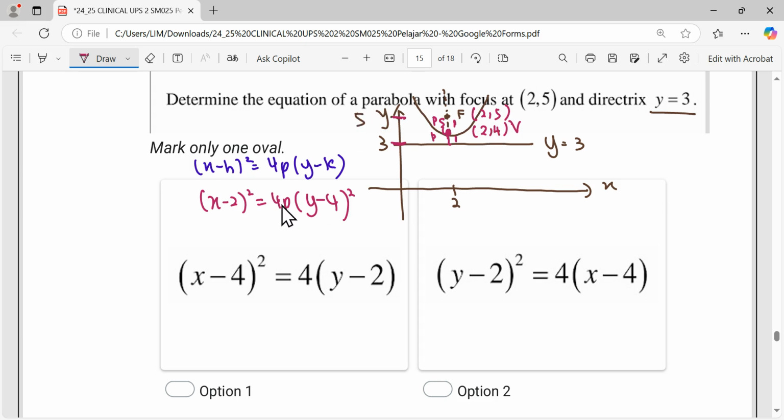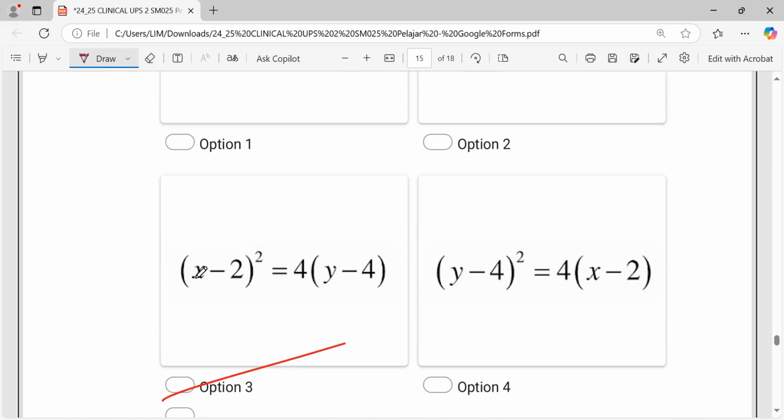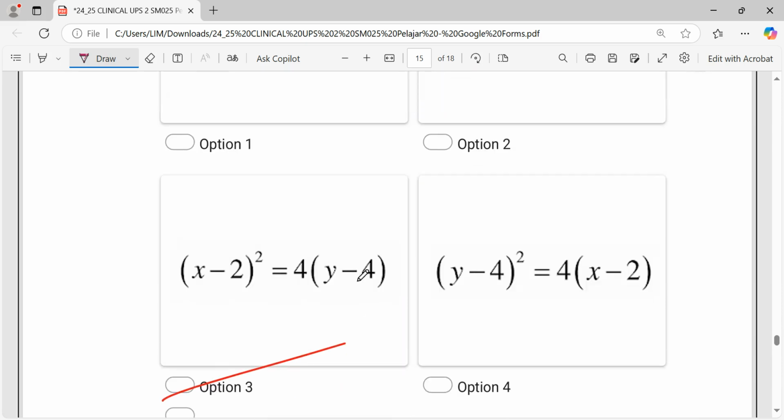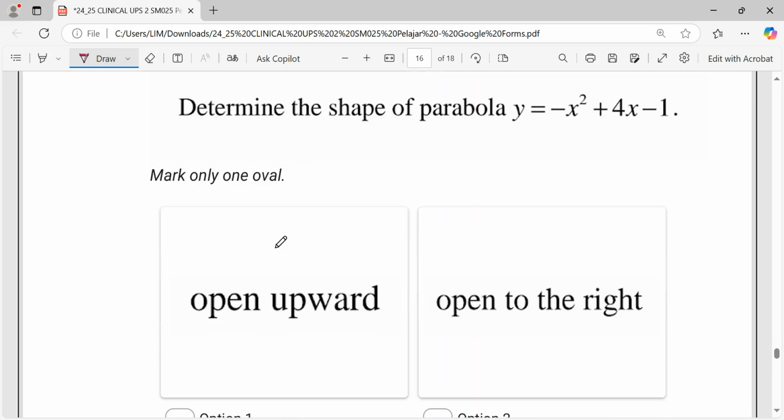Then what is your p value? Your p distance here is equal to 1. So substitute. Here we have our answer: x minus 2 squared equals 4 times y minus 4. So here we have it. Continue.